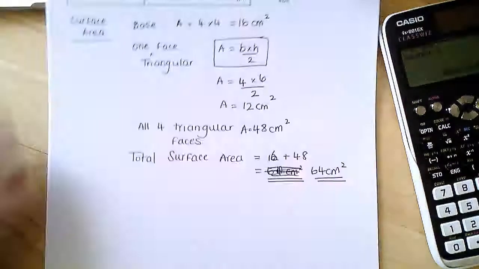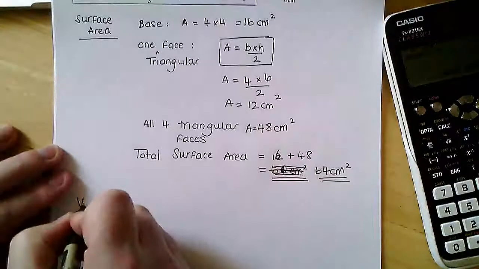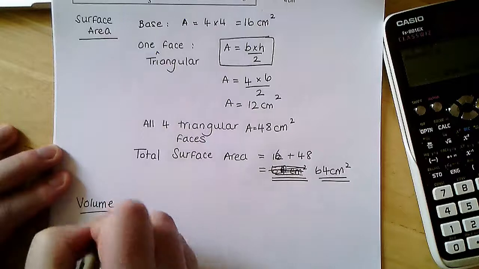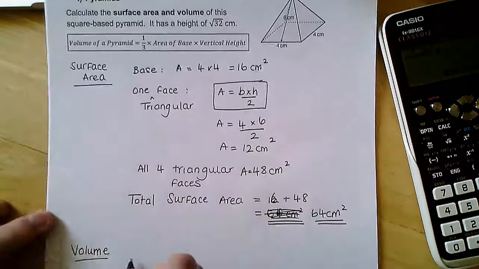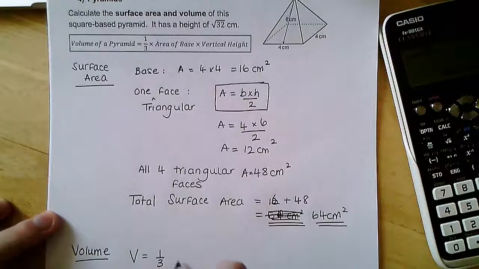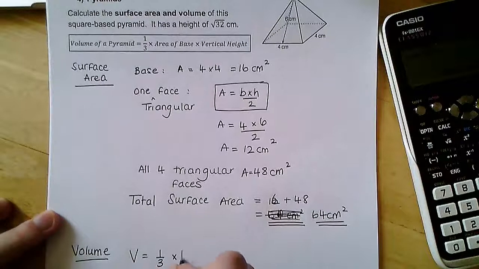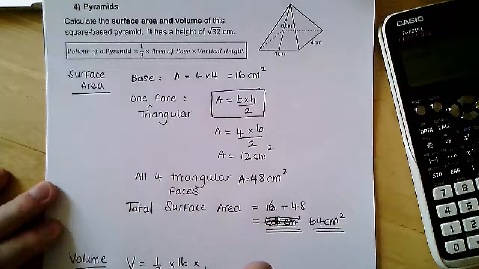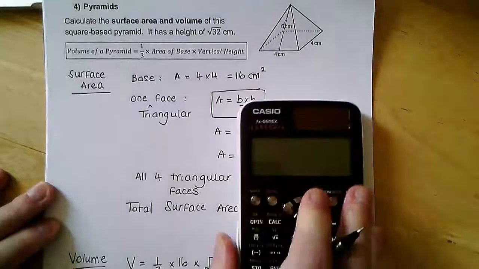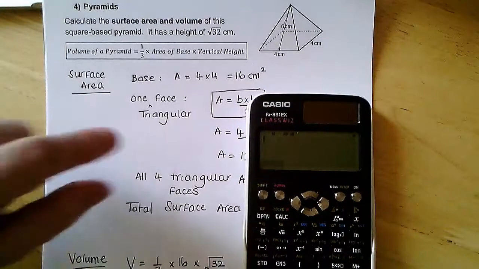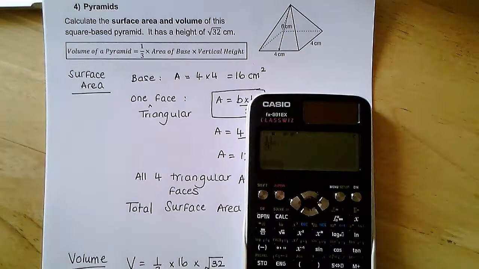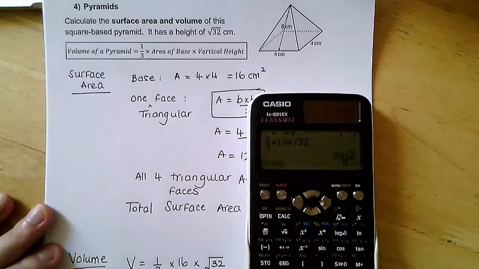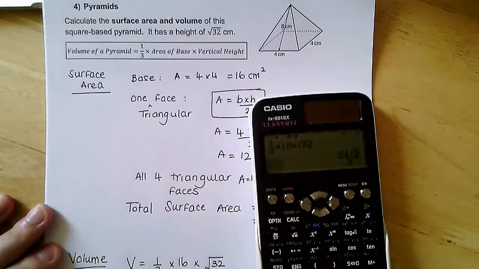Okay, volume. We're going to use the formula that we've been given. So the volume is 1/3 times by the area of the base, but we know the area of the base is 16. The vertical height, I'm told in the question, is the square root of 32. So the volume is 1/3 times by 16 times root 32, which is 64 root 2 over 3.